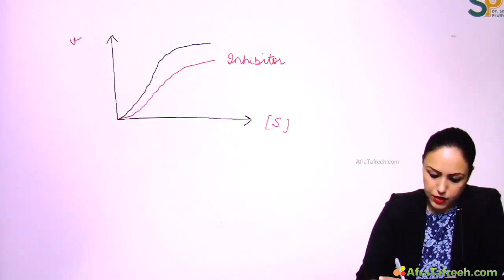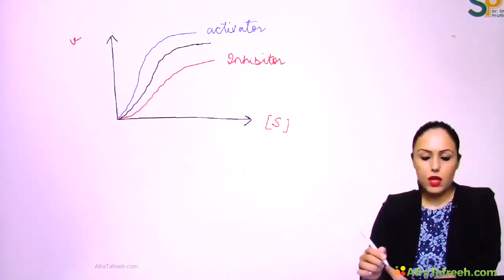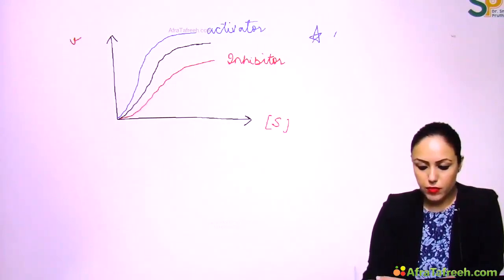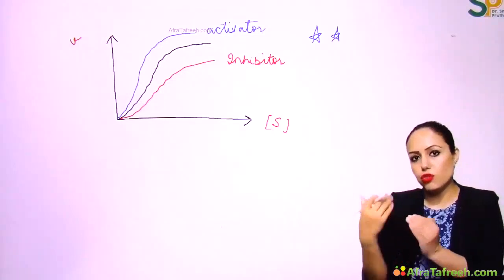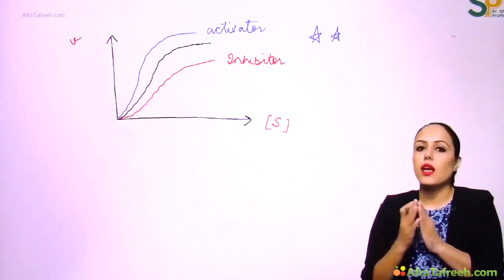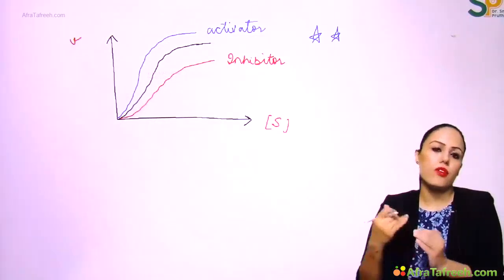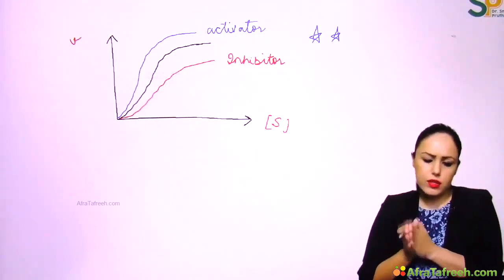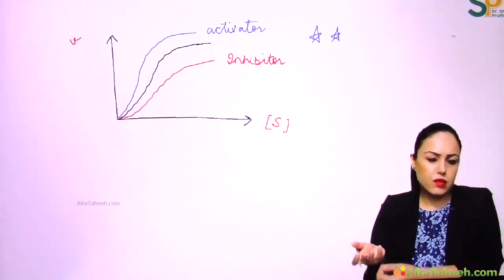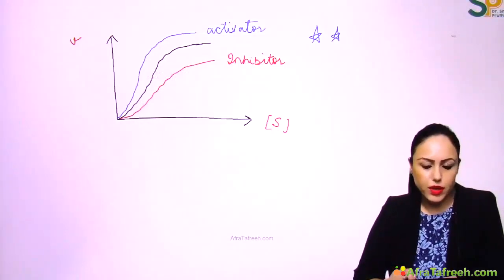Now, if an activator comes, then the graph is shifted upwards. So you have to learn this, as an image-based question can be asked, where they are just shifting the graph upwards or downwards, and they can ask whether the particular molecule which has affected this graph is an activator or inhibitor, right? Or you have to make this graph showing which one is activator or inhibitor, right?